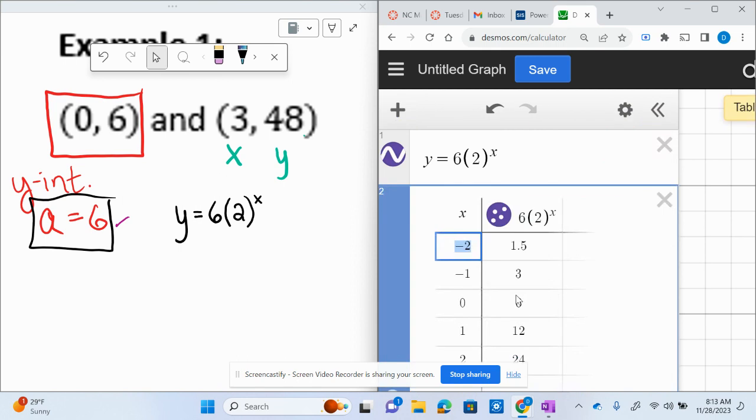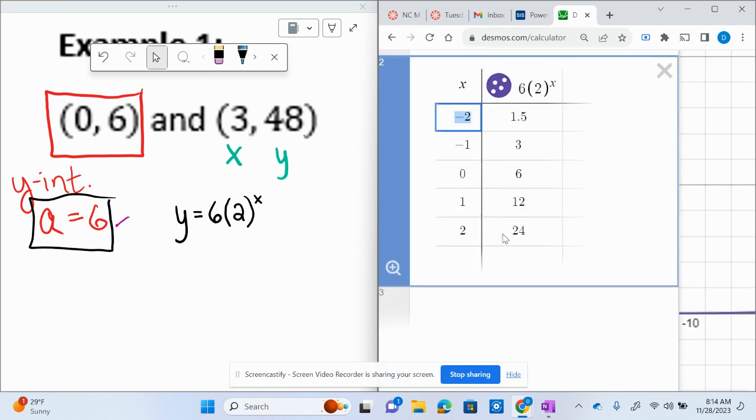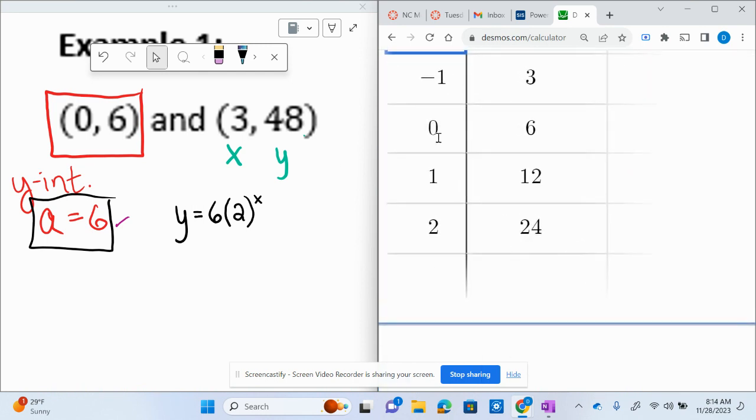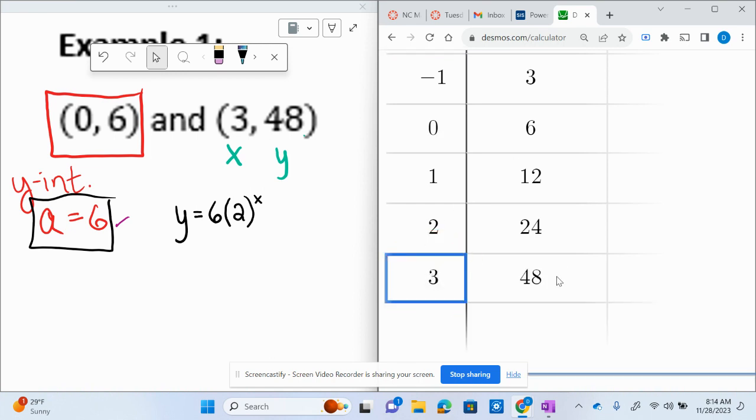And then I'm going to hit the table button, because I want to see a table of values. And so I want to see that when x is 0, y is 6, and when x is 3, y is 48 in my table. So when x is 0, y is 6, and when x is 3, y is 48. So we have done that. Okay? Does that make sense? How to check that?